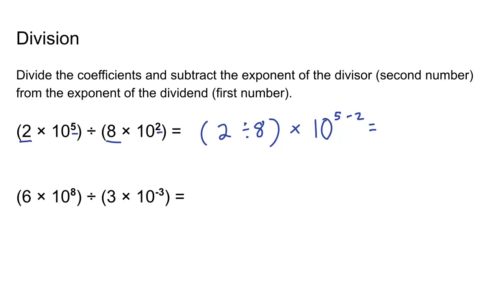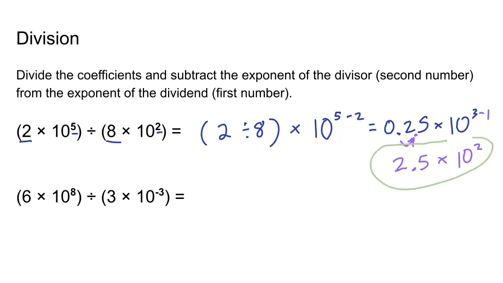And 2 divided by 8 is 0.25 times 10, and 5 minus 2 is 3, so 10 cubed. But here the coefficient is less than 1, so you need to move the decimal point one place to the right. So the new coefficient is 2.5 times 10, and since you moved the decimal point one place to the right, which means you're increasing it by a factor of 10, you need to offset that by subtracting 1 from the exponent. And 3 minus 1 is 2. So the final answer is 2.5 times 10 squared.